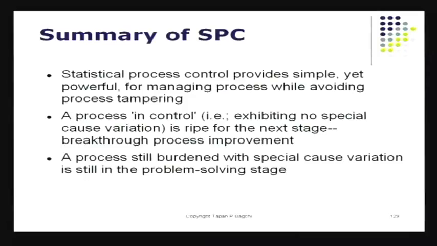So let's summarize what we've done so far in these last 3 lectures that span various control charts. We looked at various examples, and we understood that statistical process control provides a simple yet powerful method for managing processes while avoiding process tampering, that means adjusting every little thing every 2 minutes. If you find a new driver on the road, that fellow will try to adjust the steering wheel every 2 seconds. Every 2 meters he is going to be adjusting his steering wheel. That's not an experienced person.